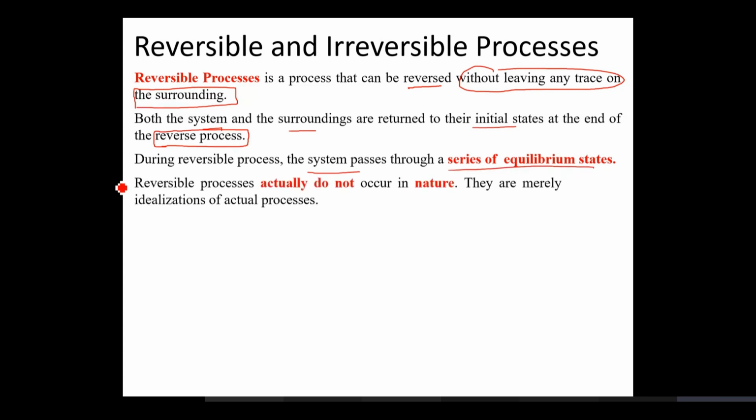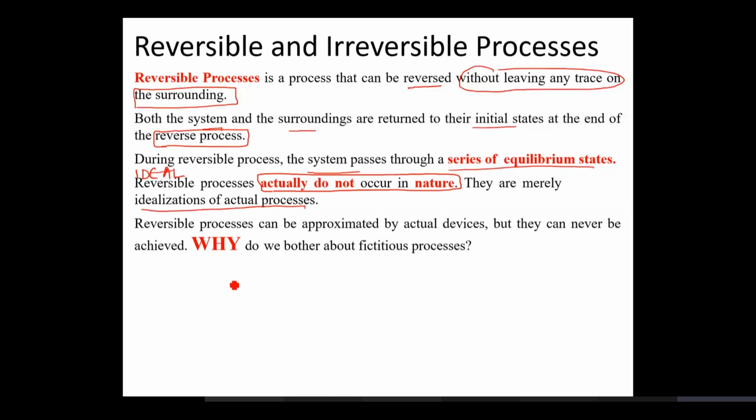You've already seen that. Reversible processes do not actually occur in nature. Again, remember that we are referring to an ideal process. They are merely idealizations of actual processes. Having a frictionless piston is an idealization. You could get close to that idealization, but a frictionless piston remains an idealization. Reversible processes can be approximated by actual devices, but they can never be achieved. As I mentioned, a frictionless piston is an idealization. You can get close to it, but you cannot achieve it.